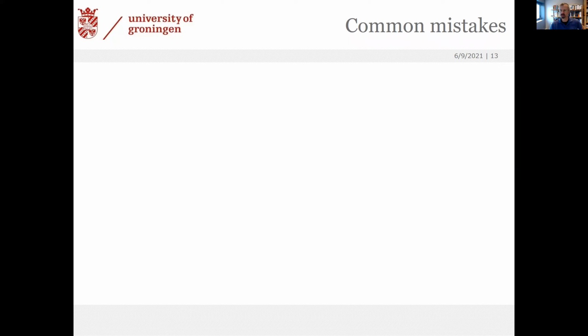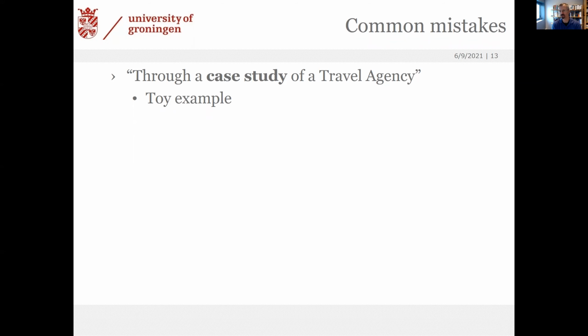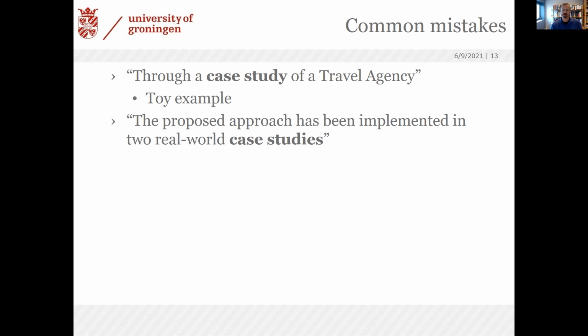Some of the common mistakes I see in papers that are submitted or even published are the following. Some people say, well, we've done this case study of a travel agency. I don't know if you've ever worked in the area of SOA, service-oriented architecture. They always use travel agencies for some reason. Most of these things are not case studies as such. They are basically toy examples. They're like thought experiments: okay, the travel agency has these services and this is how they connect, but it's just imaginative. It's not a real system.